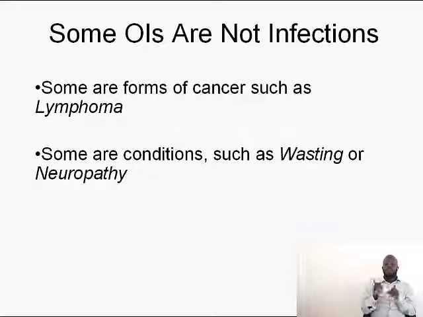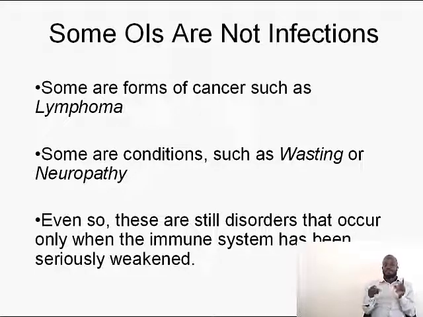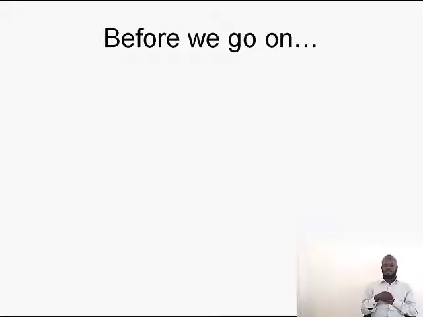Also, some are conditions that don't have a single cause, such as wasting or neuropathy. We'll talk more about those in specific. But even so, these are still disorders that occur only when the immune system has been seriously weakened. The body doesn't have the defenses that it used to fight off.